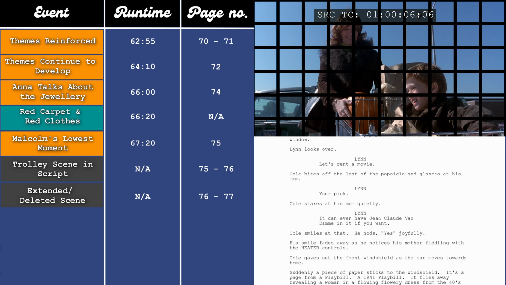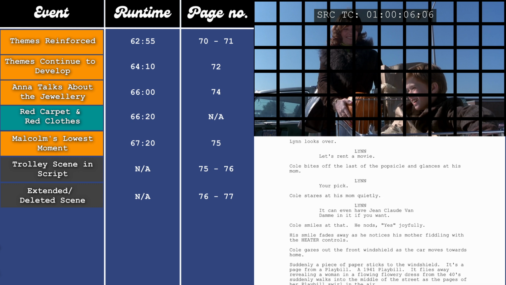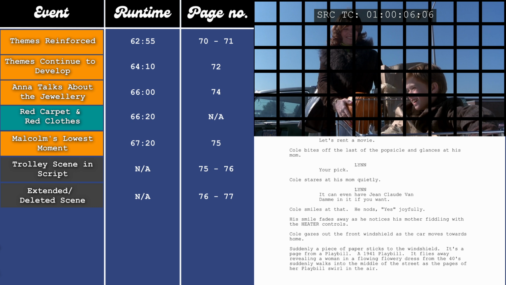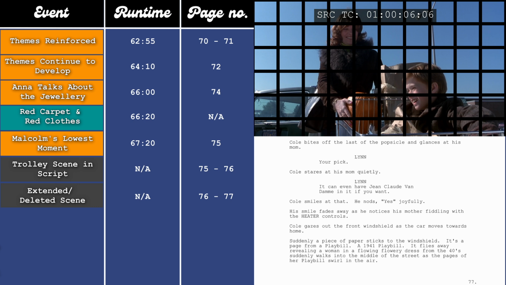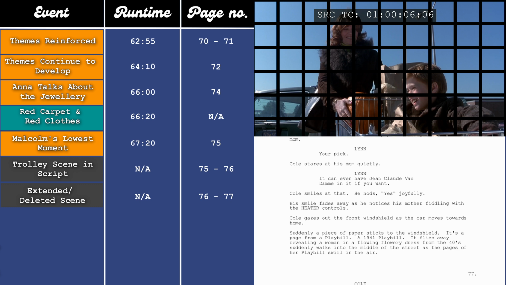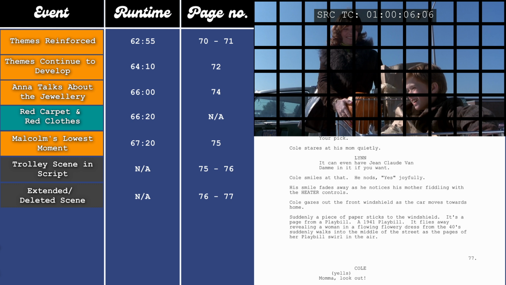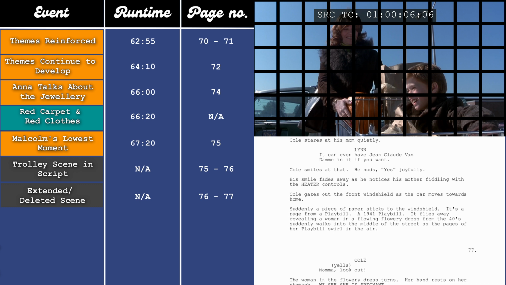Cole gazes out the front windshield as the car moves towards home. Suddenly a piece of paper sticks to the windshield. It's a page from a playbill, a 1941 playbill. It flies away, revealing a woman in a flowing flowery dress from the 40s suddenly walks into the middle of the street as the pages of her playbill swirl in the air.